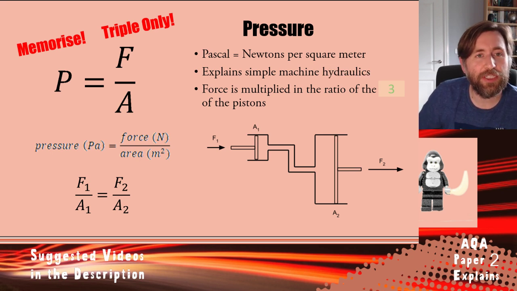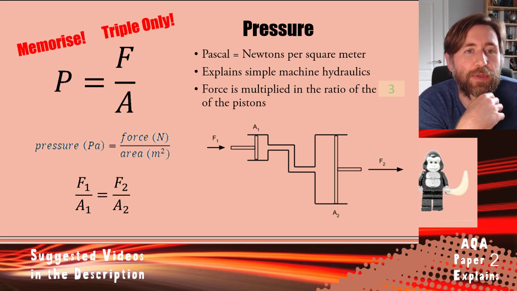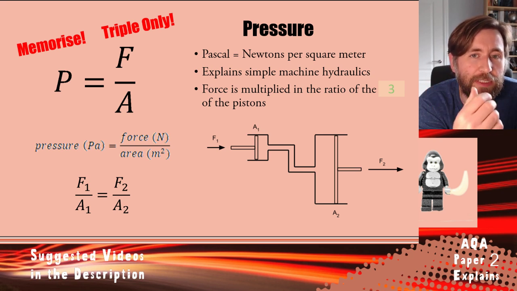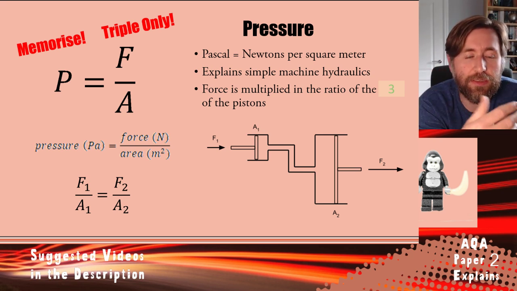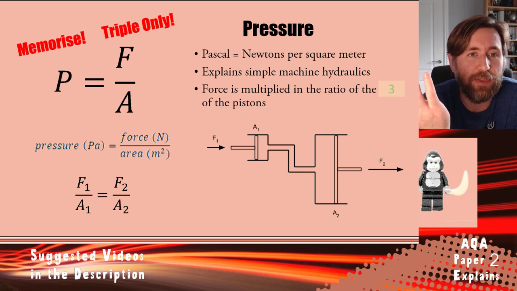Pascal is the unit of pressure, Pa is the unit you can use, and it's newtons per square meter. It explains a simple machine, hydraulics. Hydraulics are basically force multipliers. We use them in brakes to mean that we can stop a car with our foot, which is pretty incredible when you think about it.